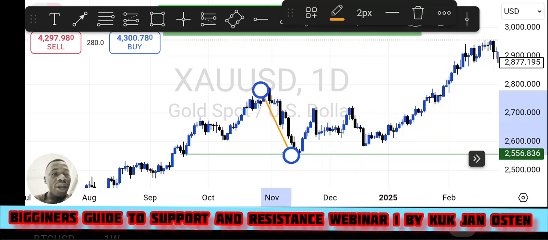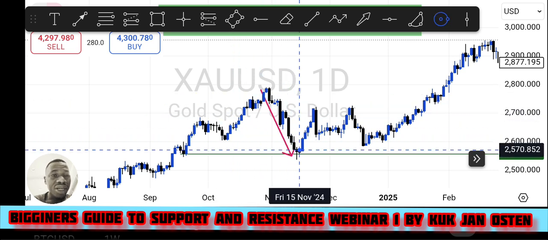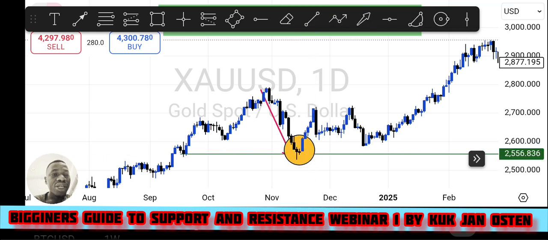Whenever price stops falling at this point, if you look at that angle, price stopped falling from that point. So that point now becomes our support zone.